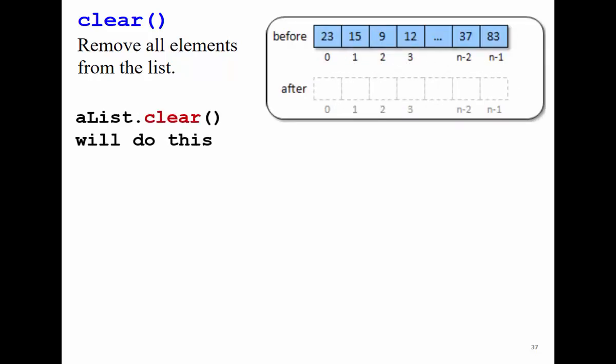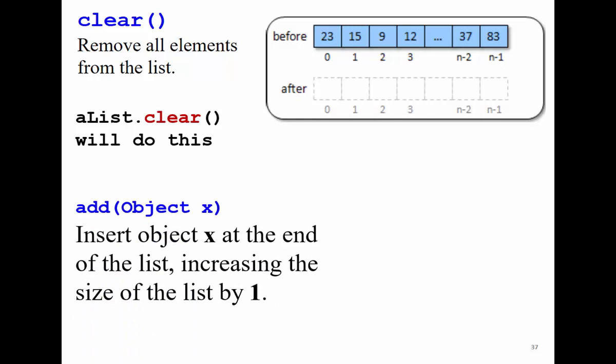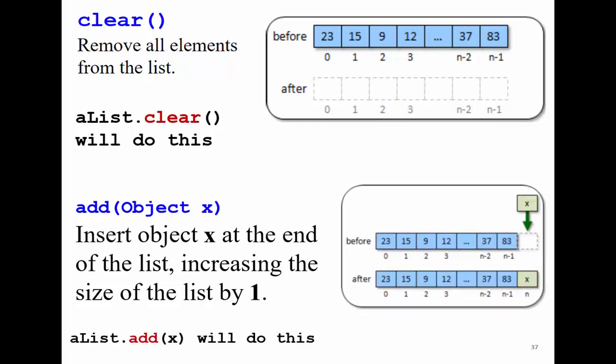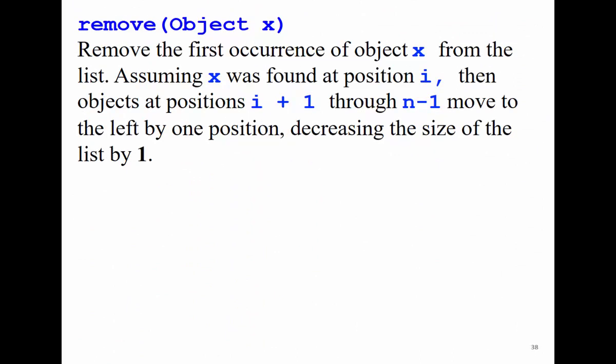I can ask clear for the list to remove all the elements at once. So I don't have any more. I can add. Just take the object and add it to the list. It will be added to the end of the list. I can remove the object. In this case, it will go through all the objects, and the first one that matches x. If I have many copies of x, the first one that matches will be removed. Okay?